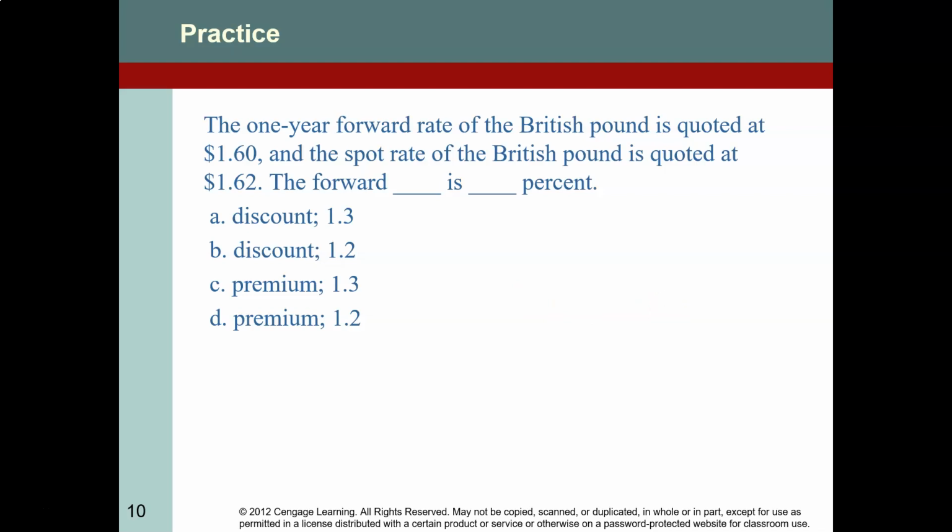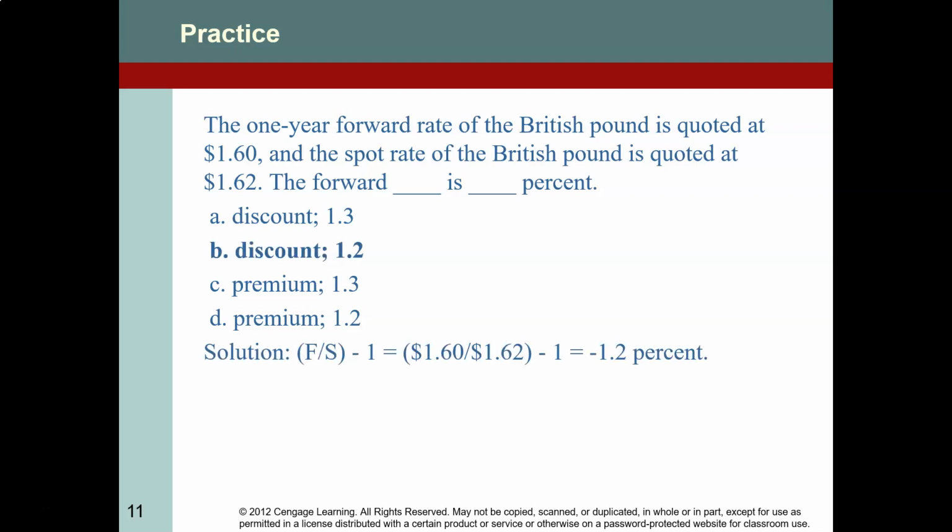Okay, so if you're ready, you could resume the video. Let's go to the next slide. The right answer should be B because we can use forward rate 1.6 divided by spot rate 1.62 minus 1. Okay, so we have negative 1.2%. So this is a forward discount.